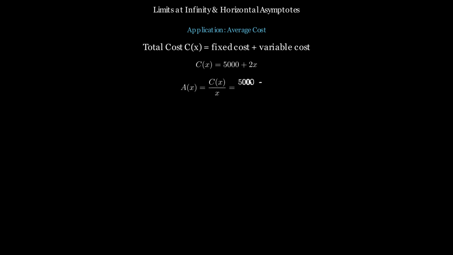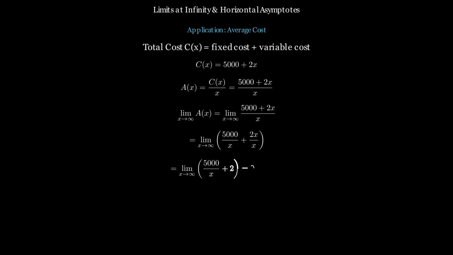Limits at infinity have practical applications. Let's consider the average cost of production in economics. Suppose the total cost to produce X items is $5,000 in fixed costs, plus $2 per item. The average cost per item, A of X, is the total cost divided by the number of items, X. To find the long-term average cost, we take the limit as X approaches infinity. We can split the fraction 5,000 over X plus 2X over X. This simplifies to the limit of 5,000 over X plus 2.